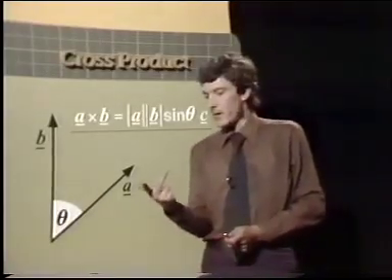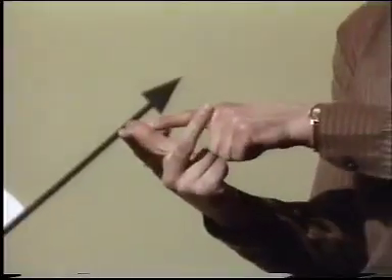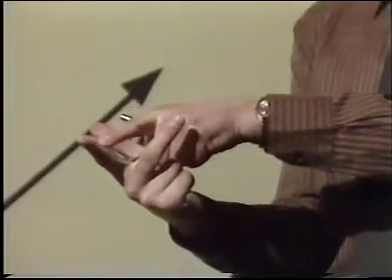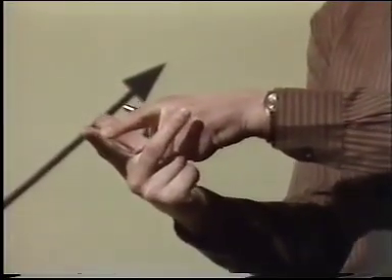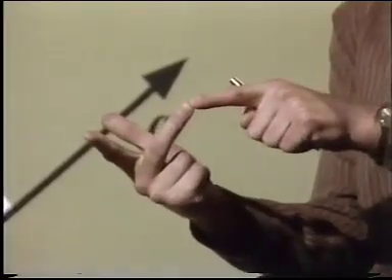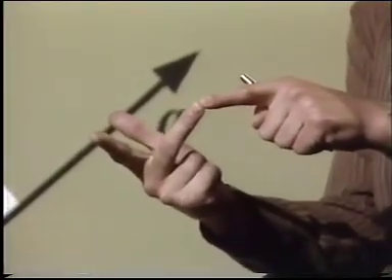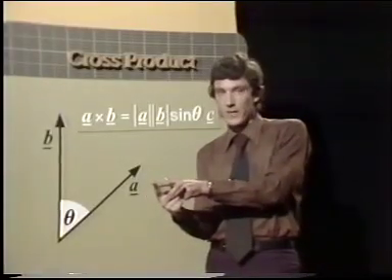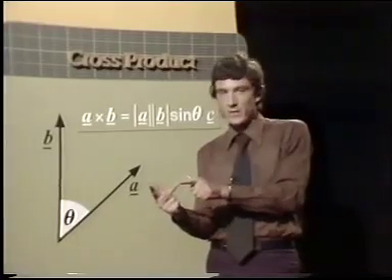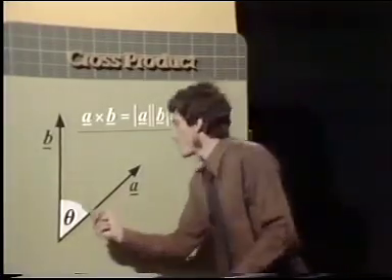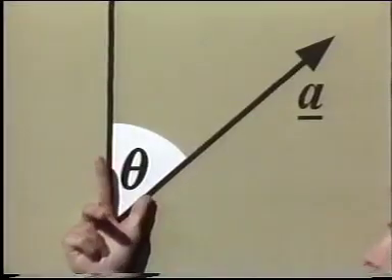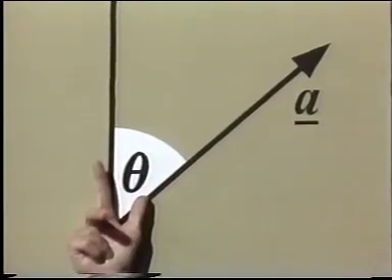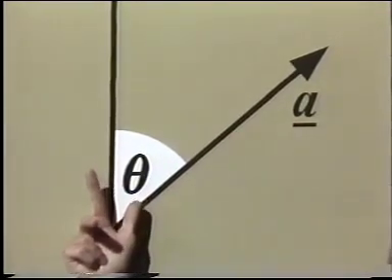We take our right hand and we use the thumb to represent the direction of the first vector, A, the first finger to represent the direction of the vector B, and then the middle finger represents the direction of the unit vector C. And if we line our thumb and first finger up with the vectors A and B, we get the direction of C, like this. The thumb represents A, the first finger represents B, so the direction of C is out of the board.